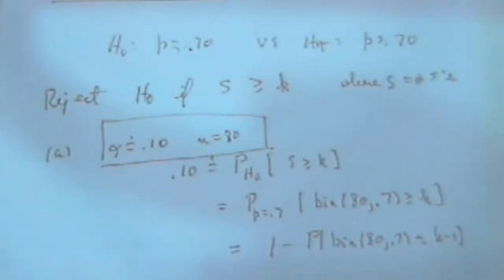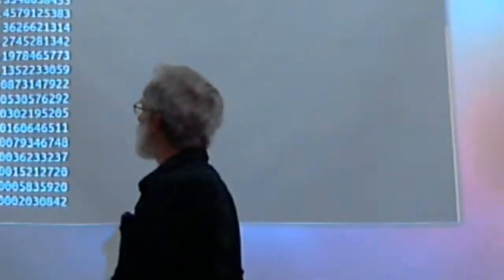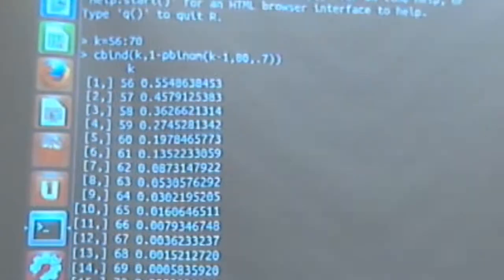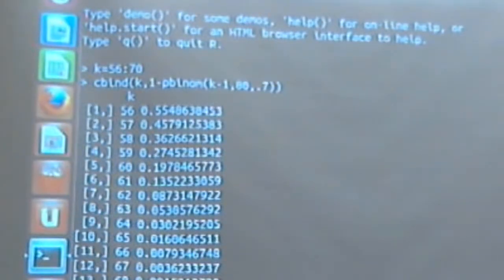Okay, so here we go. And we want, what, 10%, so we're between 61 and 62. So K is, if K is 62, then the level will be 0.087.